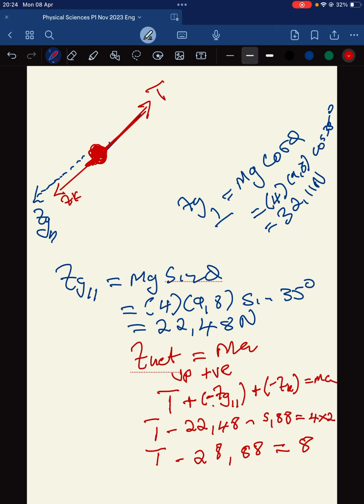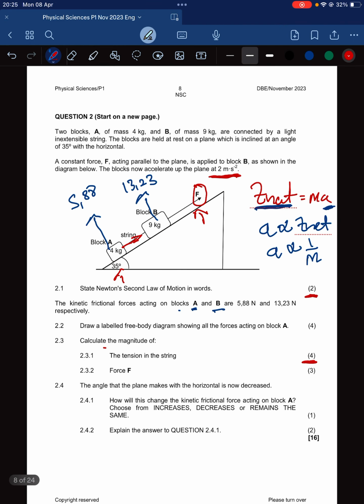Okay, now we will transpose this to the other side, which means that T will be equal to 8 plus 28,88. So if I add here 8, this will give us now a tension force which is equal to 36,36 Newton. Okay, that is the first question. They're calculating the tension of that particular object caused by the string.